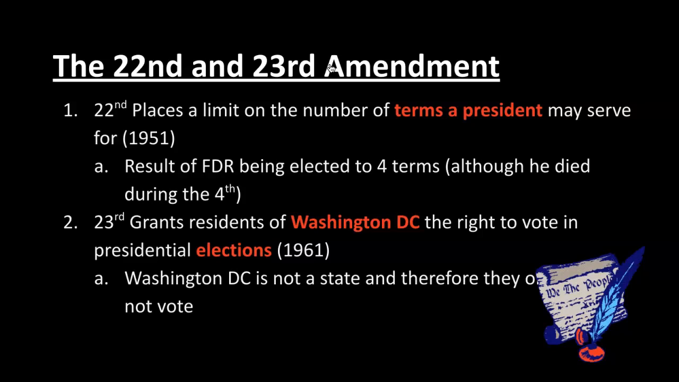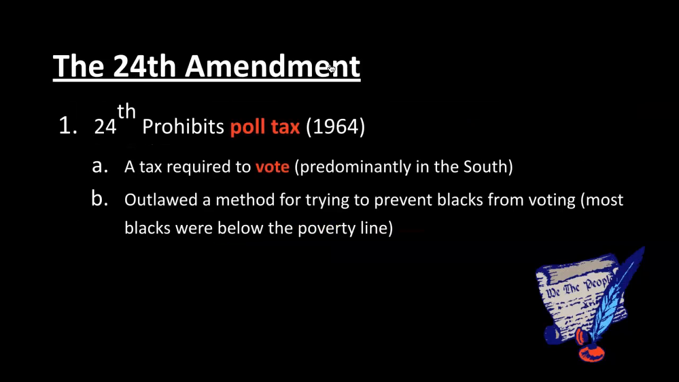The 23rd Amendment granted residents of Washington, D.C. the right to vote in presidential elections. In 1961, this was enacted. You see, Washington, D.C. is not actually a state, and therefore people cannot directly vote. But now also, Washington, D.C. has electoral votes that they cast, or gets cast, in presidential elections.